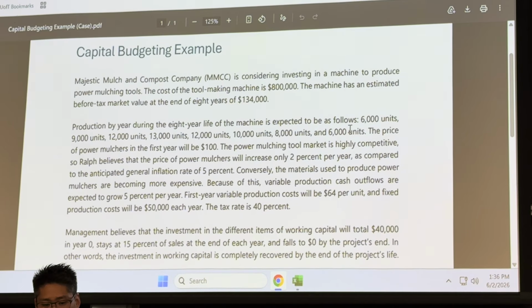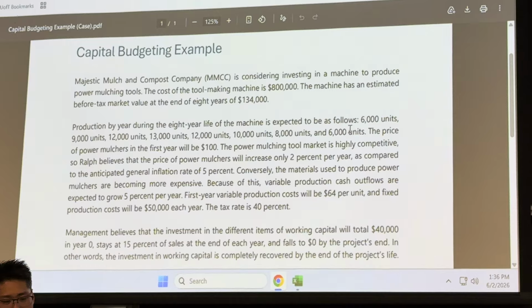Now the price of this power mulcher in the first year is $100. That's the sell price that they decided. The power mulching tool market is highly competitive. So the manager believes that the price of the power mulcher will increase only 2% per year. So first year is selling for $100, next year is 102, and then a 2% increase every year after that.